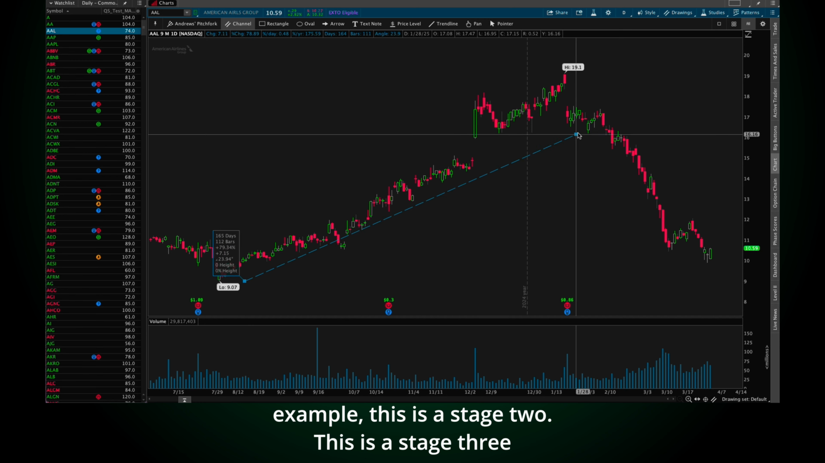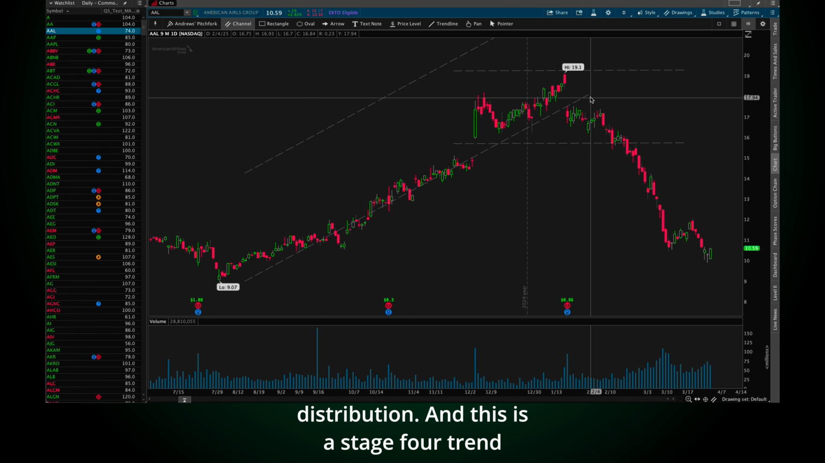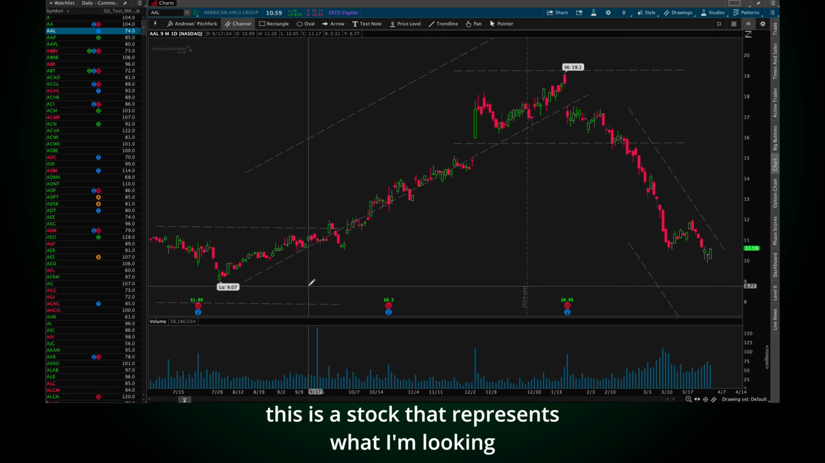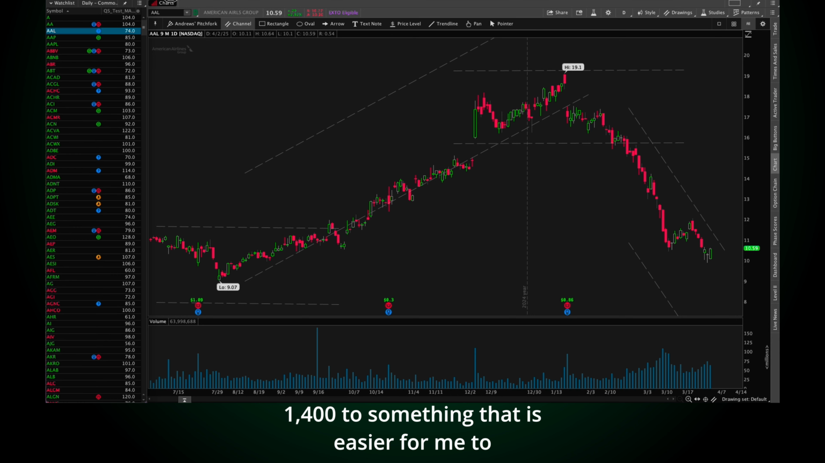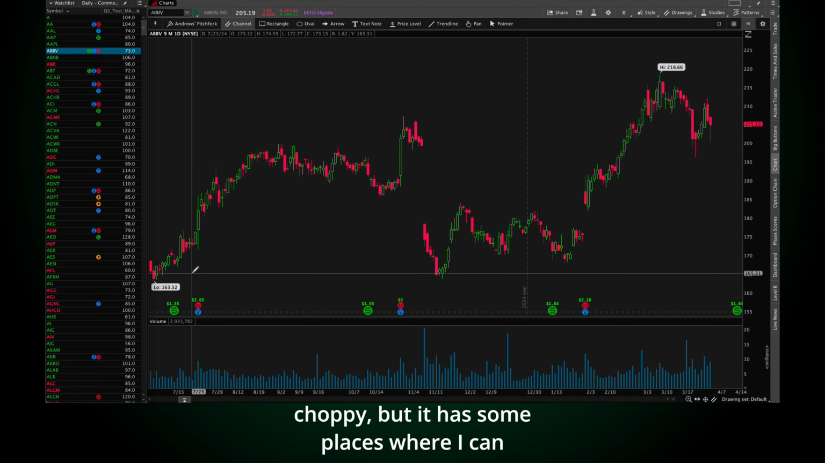For example, this is a stage 2. This is a stage 3 distribution. And this is stage 4 trend down. And here it was a stage 1 accumulation. So this is a stock that represents what I'm looking for, right? How can I start getting this list from 1,400 to something that is easier for me to handle? This one is not good. It's a little choppy, but it has some places where I can trade.